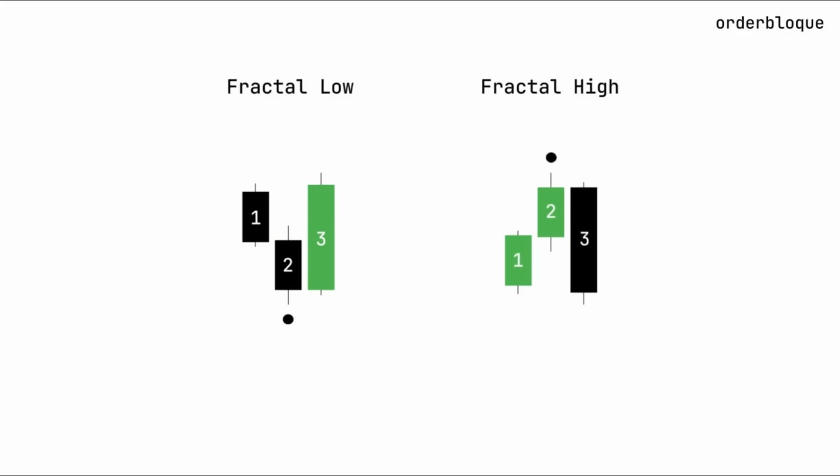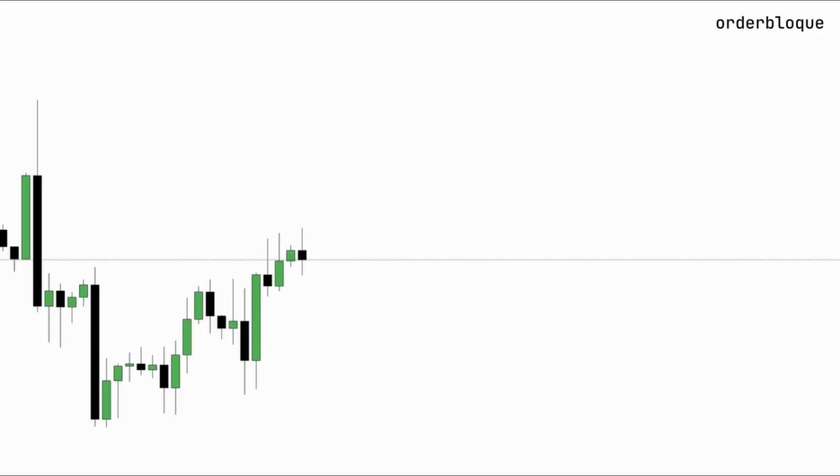A fractal high, on the other hand, is the opposite three-candle pattern, where the middle candle has the highest high compared to the adjacent candles. To make everything clearer, let's analyze a few examples from real charts.